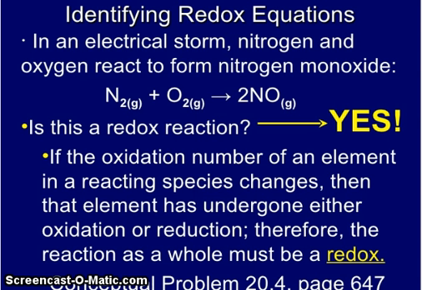Identify the redox equation. In an electrical storm, nitrogen and oxygen react to form nitrogen monoxide. N2 plus O2 gives NO. Is this a redox reaction? Yes. If the oxidation number of an element in a reacting species changes, then the element has undergone either oxidation or reduction. Therefore, the reaction as a whole must be redox.